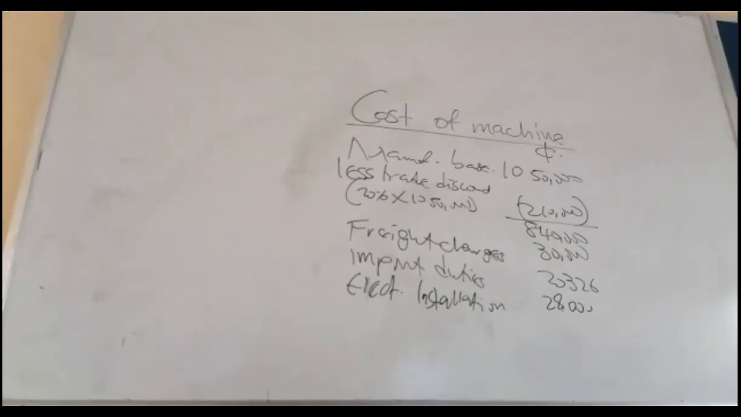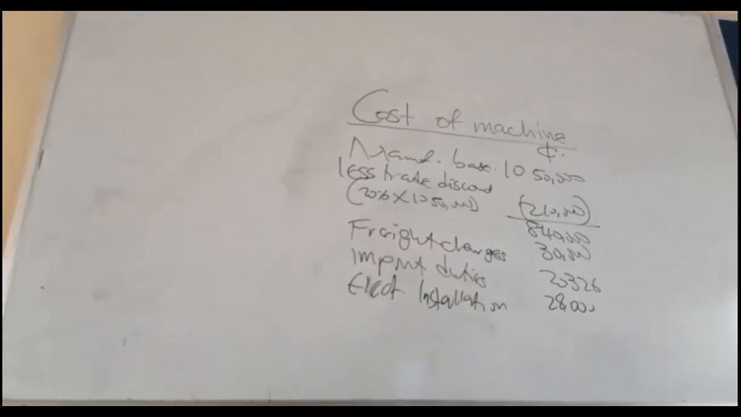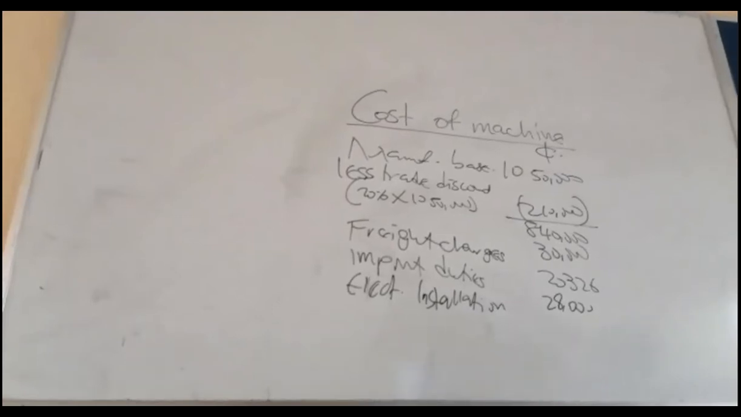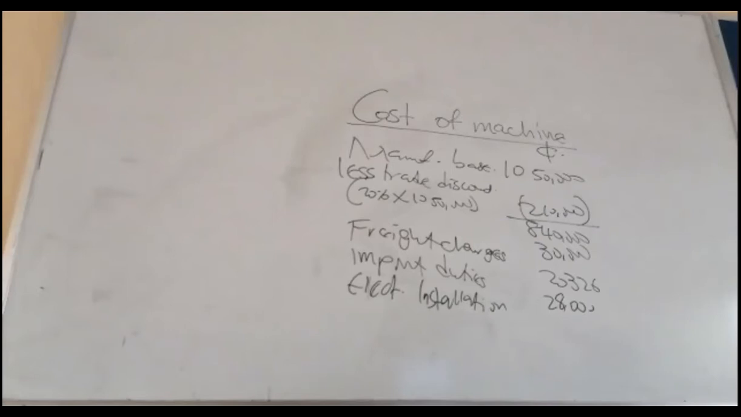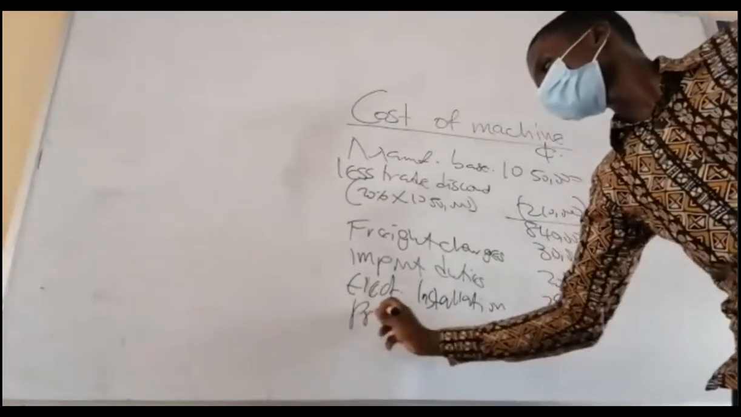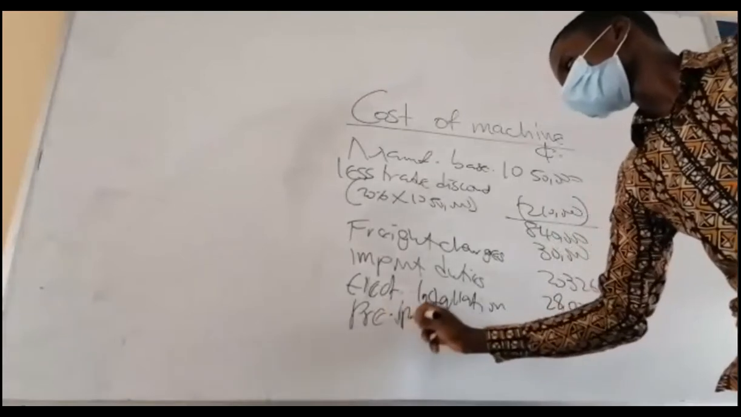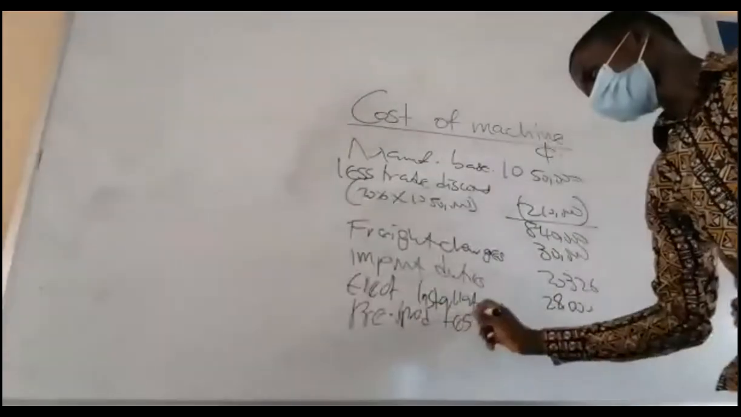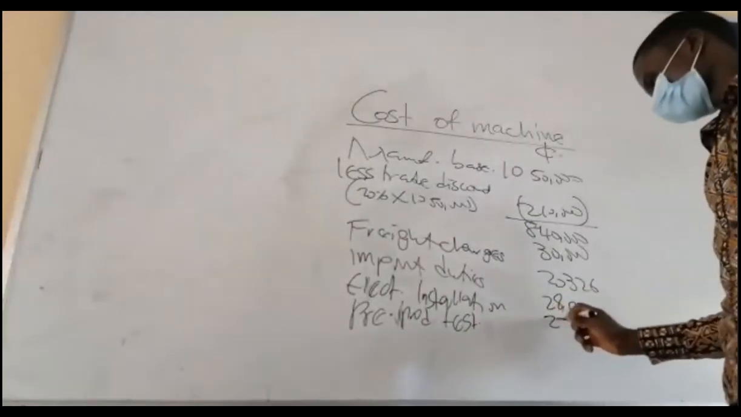Then the next item is pre-production testing. Will it be part? So pre-production testing will be part of the machine cost, so it's one part. Pre-production testing will be that of 22,000. So pre-production testing should be part. So let's go add it to it. Pre-production testing, 22,000.